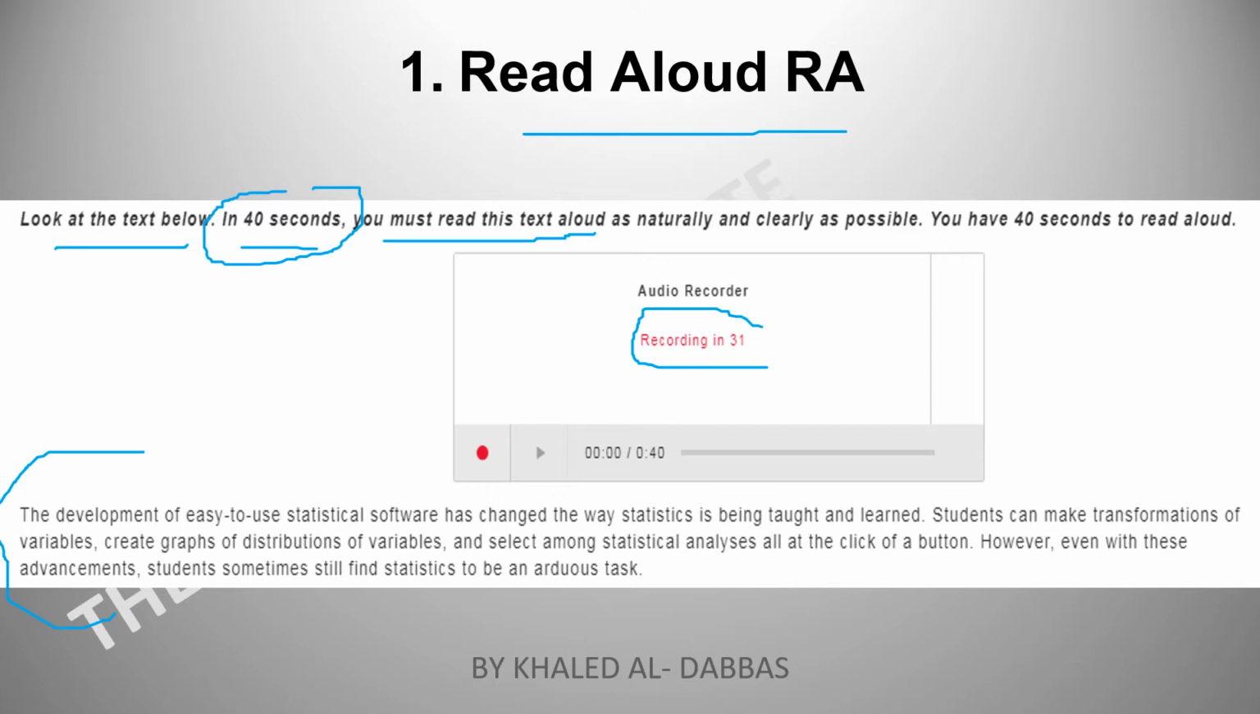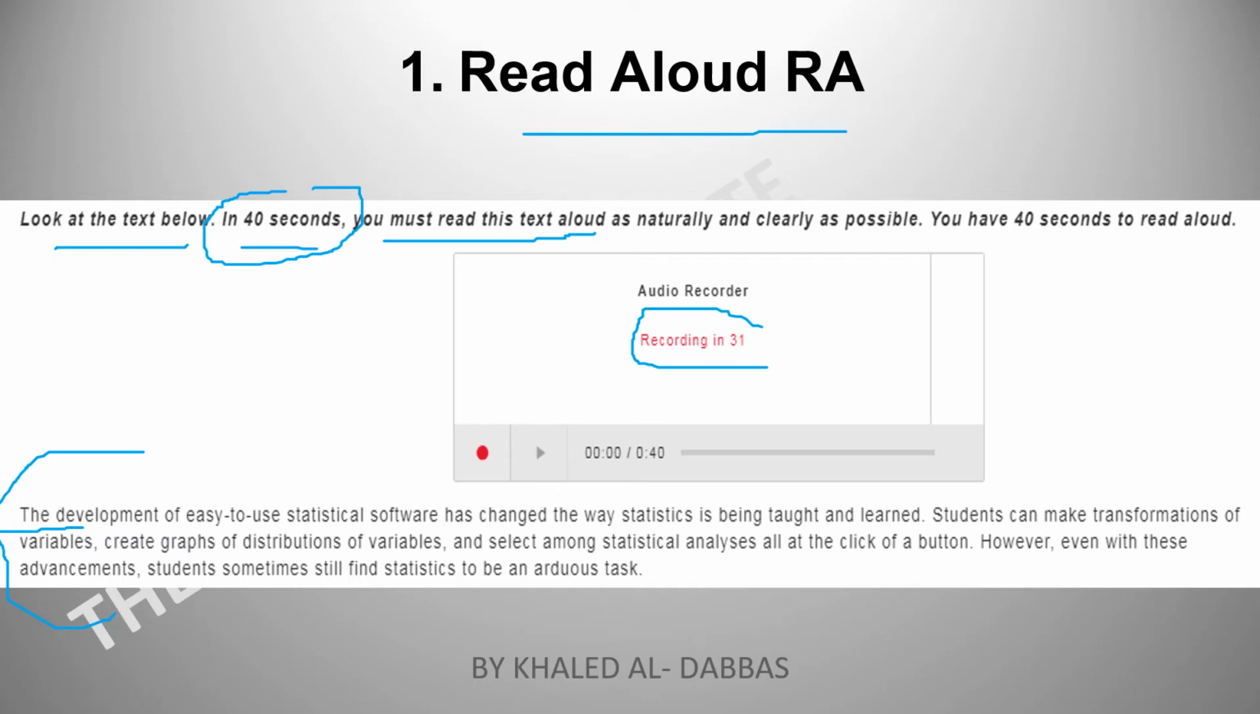And now I will make an attempt to explain the idea of fluency in the speaking section. This is the first attempt. I will start reading here. The development of easy-to-use statistical software has changed the way statistics. Okay. Here, the speed of speaking is very slow, and therefore the fluency would be low and the speaking score as well, because I give separate words, not complete sentences or groups of words.